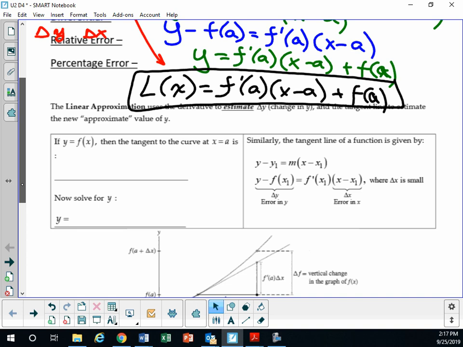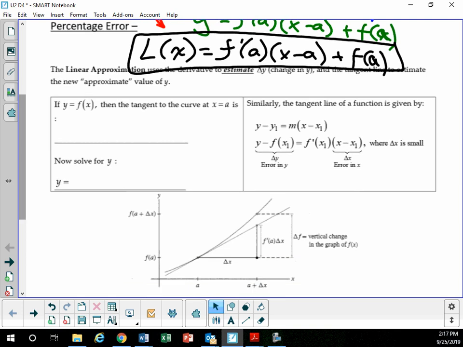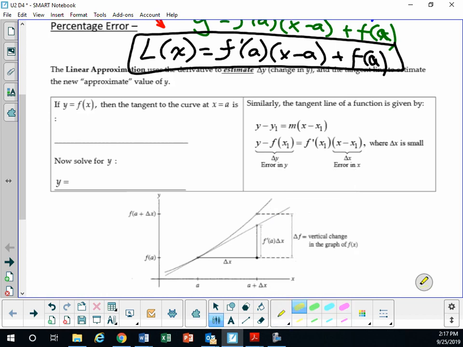So here we go. Again, ladies and gentlemen, here's my equation again: y minus y1 equals m times x minus x1. If you think about this, this is delta y. We consider it the error because it's the difference in y. It's how much y is off. And if you think of this one, this is delta x, or the change in x. It's the error where x is really small. The whole point of this is that a and x are really close to each other. That difference is going to be small.